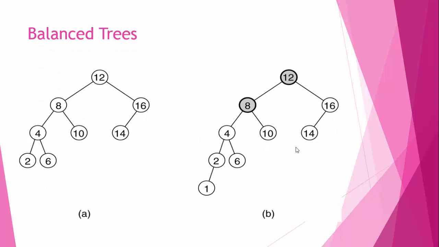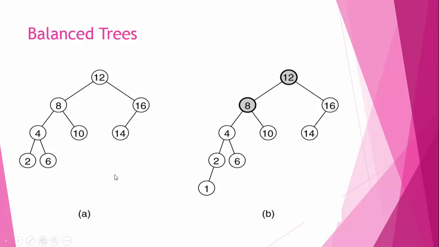Balanced trees. Here we have 2 trees. On the left side of the screen is a balanced tree, on the right side of the screen it's not balanced. Here, for example, if we take this node, we will see that the height of the right subtree is 1 and the height of the left subtree is 2, and the difference is 1 minus 2, which is minus 1. It's okay. If we take the root, the height of the right side is 2 and the height of the left side is 3. So 2 minus 3 is minus 1.